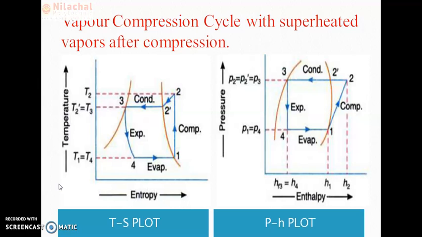In the last class, we completed the second type, that is the vapor compression cycle with wet vapor after compression. Now we are going to the third type of vapor compression cycle, that is the vapor compression cycle with superheated vapor after compression. It is shown in the TS diagram and the pressure versus enthalpy diagram.